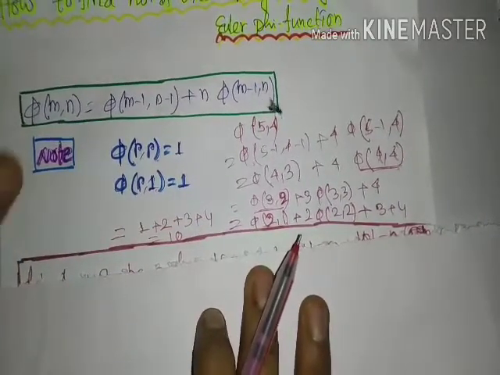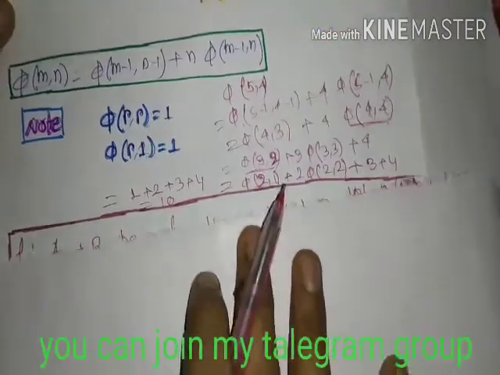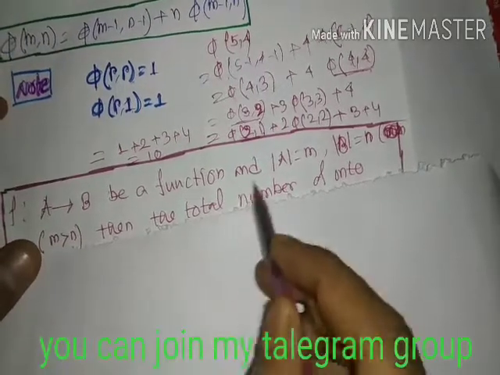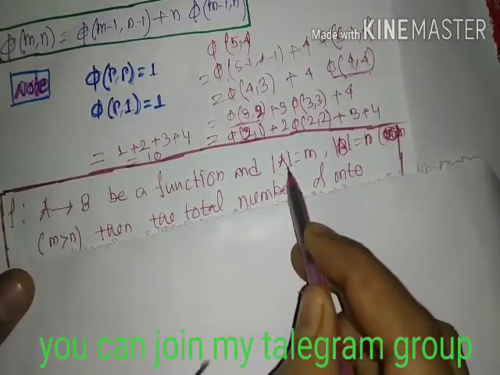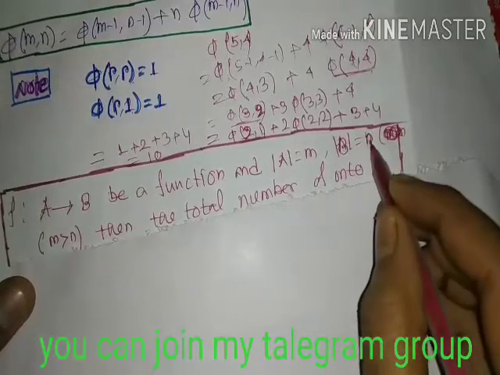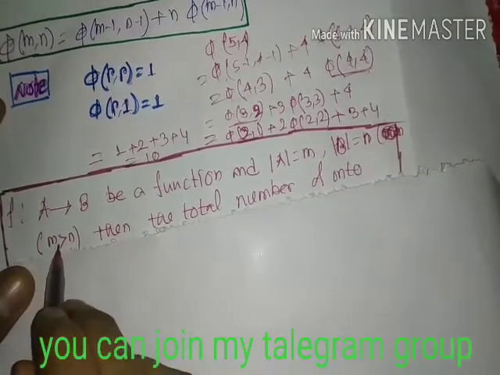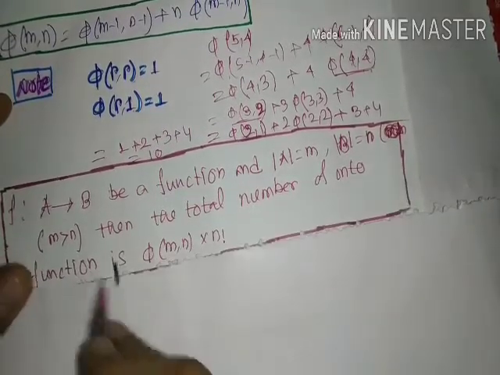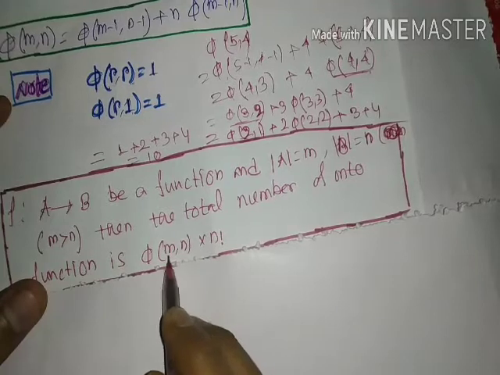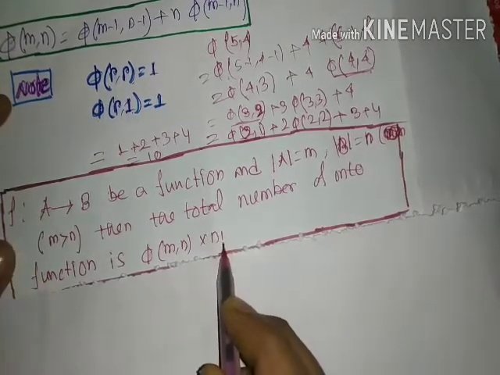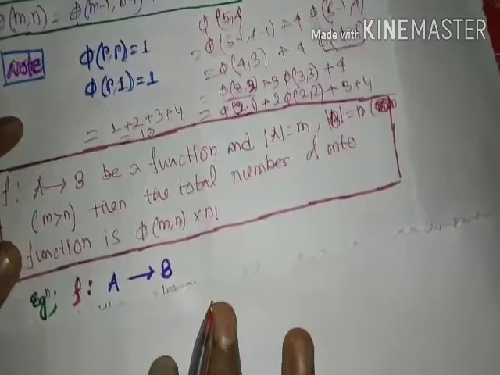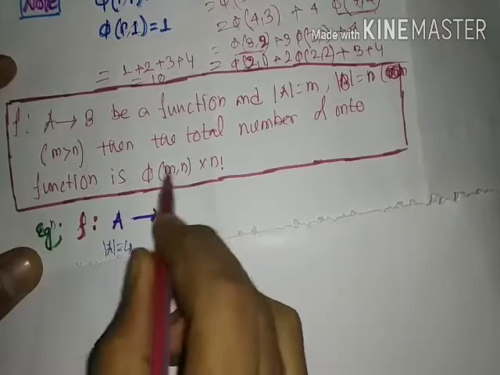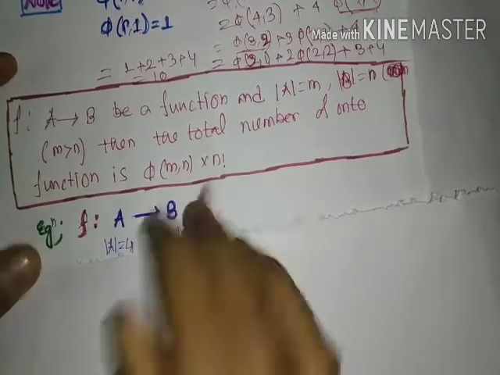Now we see its application. If f from A to B is a function and order of A equals m and order of B equals n, where m is greater than n, then the total number of onto functions is phi of (m, n) into n factorial. Let's see an example. Phi of (m, n) into n factorial. Here phi is the Euler phi function, and n factorial.